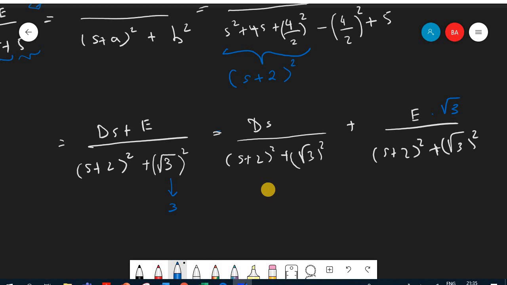My b term is square root of 3. Let me say this is s plus a plus b square. Yes, so b square, so definitely b is square root of 3, and we are going to divide by square root of 3. So that will be straightforward, and I already have my answer here.